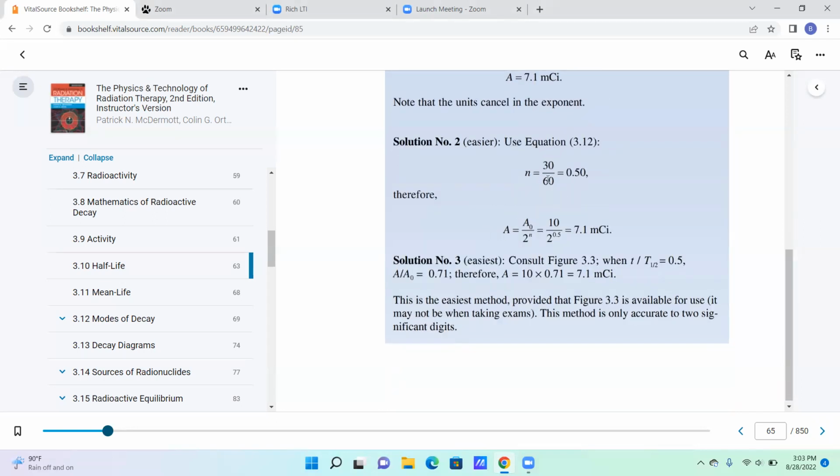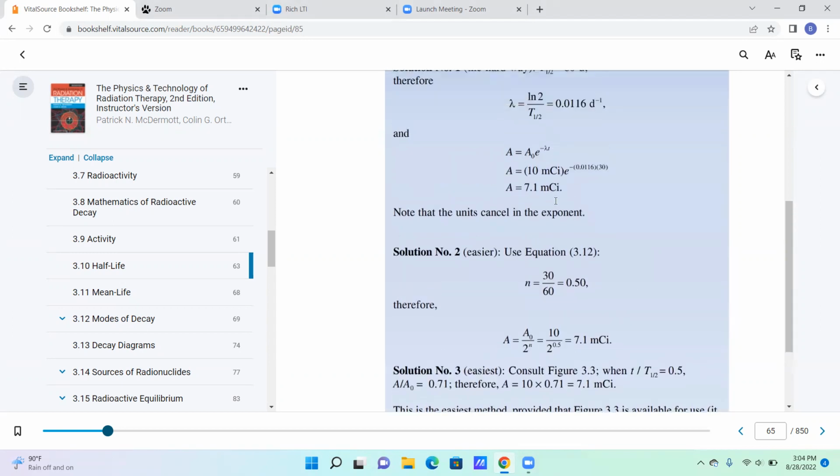If, however, you want to go with the method that they had before, where you have A naught over 2 to the n, depending on how many half-lives you have, since you're waiting 30 days and the half-life is 60 days, the number of half-lives that you're measuring it at is actually going to be 1/2. So if you go to this particular formula, you know that 10 is what you started with. You take 2 to the 0.5 because that's the amount of time that you're waiting on. You come up with 7.1 millicuries, about the same thing as if you ran through and did the actual formula.